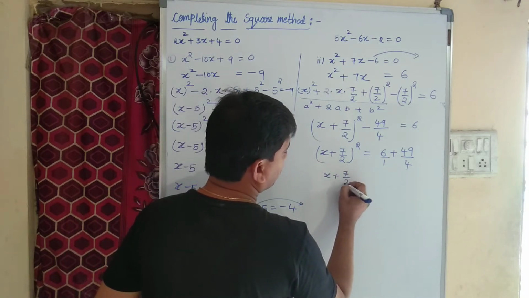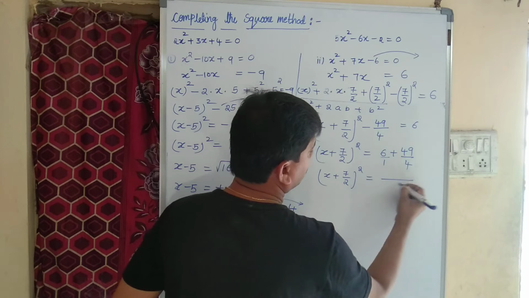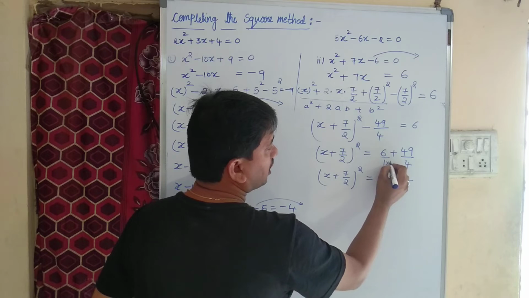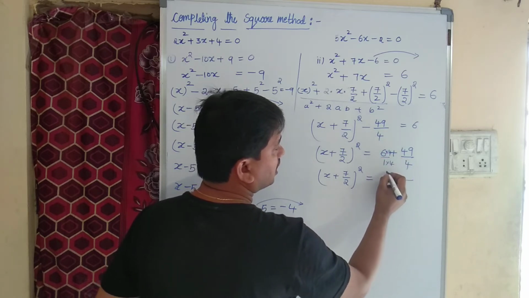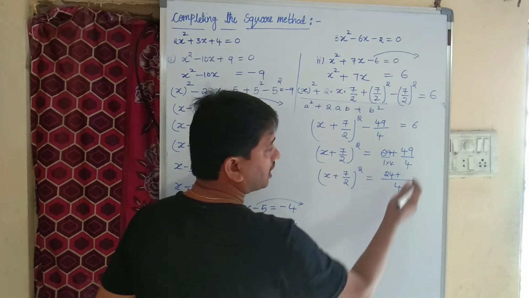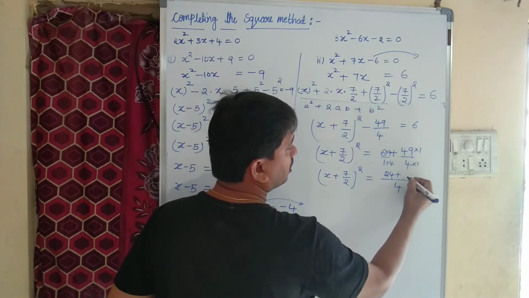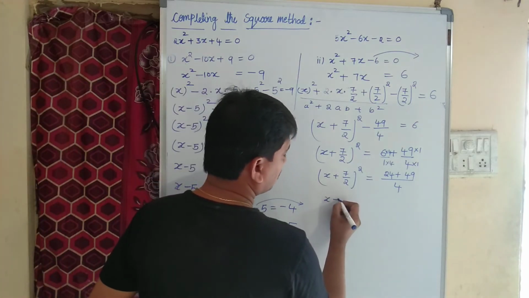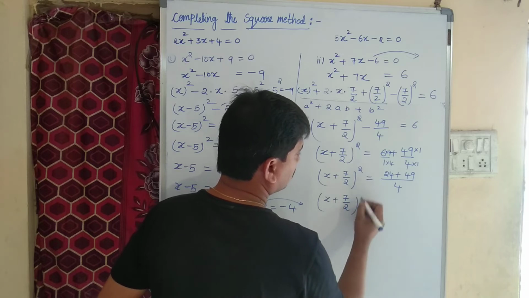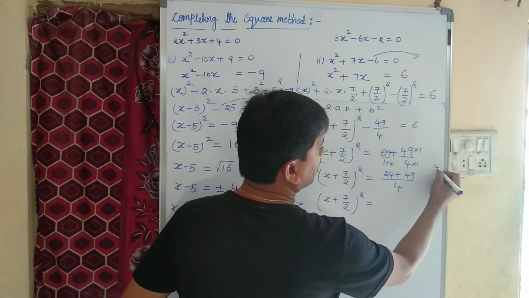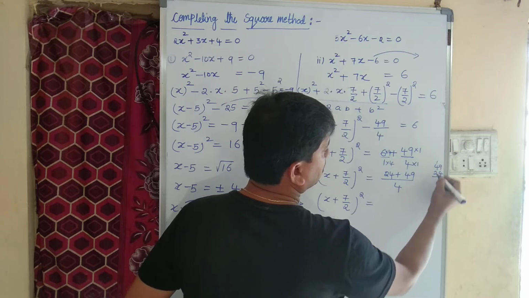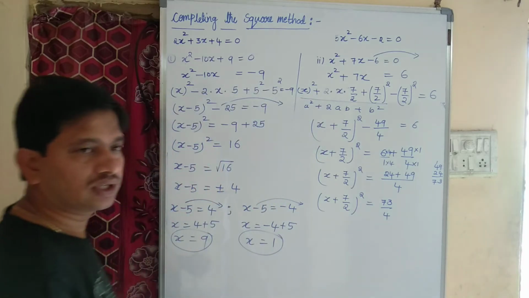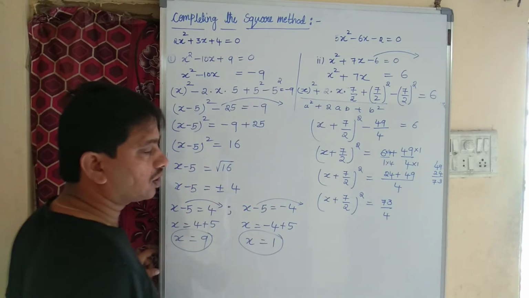x plus 7 by 2 whole square equal to, as the LCM of 1 and 4 is 4, 4 into 6 is 24 plus 4 into 1 into 1... 49. So x plus 7 by 2 whole square equal to 24 plus 49, that is 73 by 4. 73 by 4.